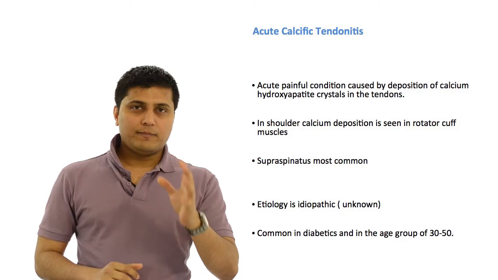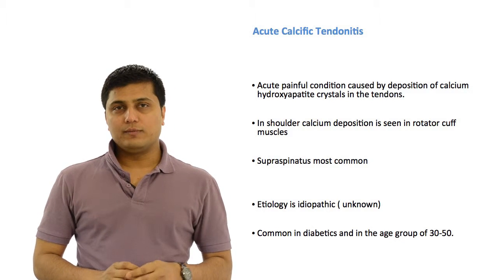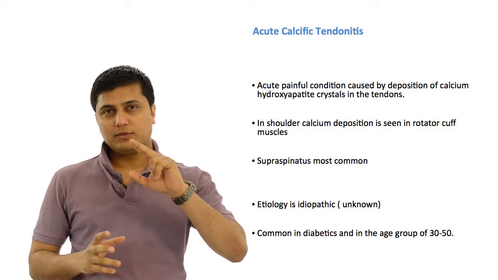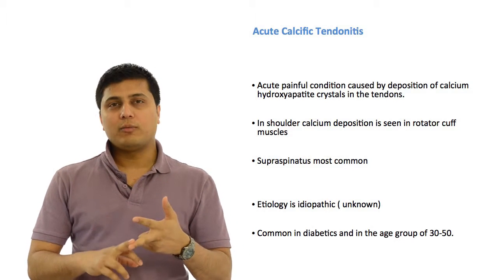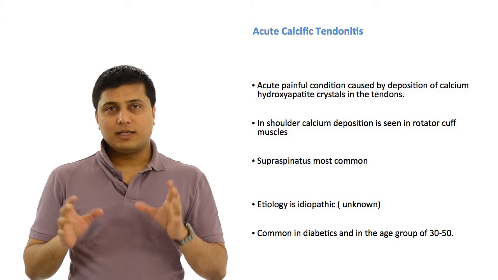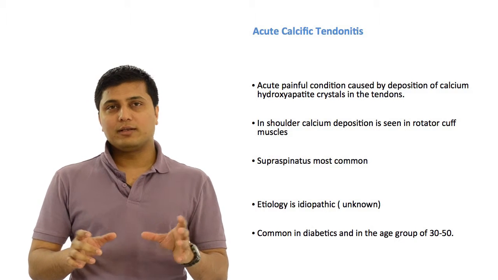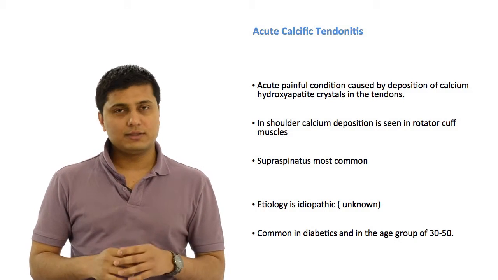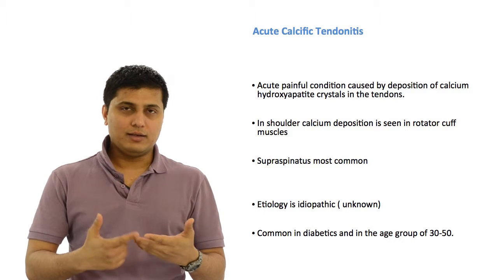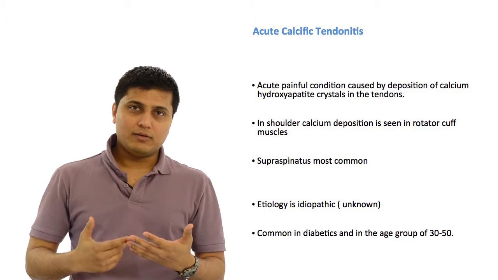Let's talk about acute painful shoulder. Acute painful shoulder can be because of two conditions, either traumatic or non-traumatic. So let's concentrate on non-traumatic acute painful shoulder conditions. There can be many conditions which can cause acute painful shoulder.